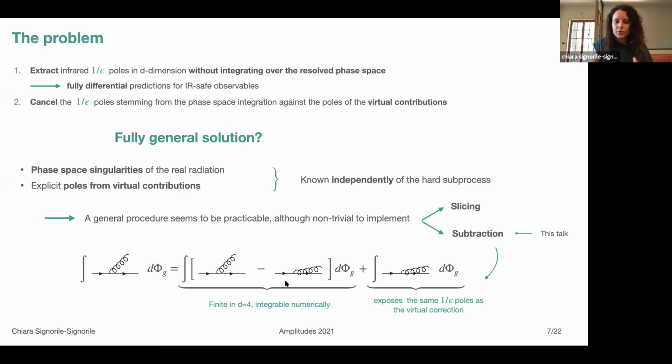So of course, by construction, this term here is now finite and can be computed numerically by, I don't know, using Monte Carlo algorithms. Of course, we don't want to change the value of the left-hand side. So once we have subtracted this object, we have to add it back. And this can now be computed analytically, and we can more easily extract these explicit poles.